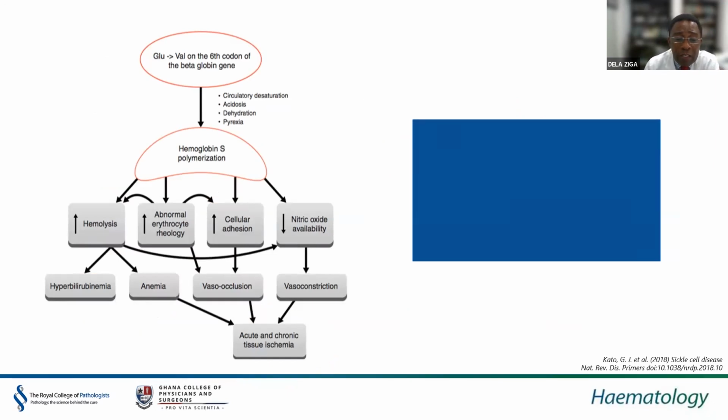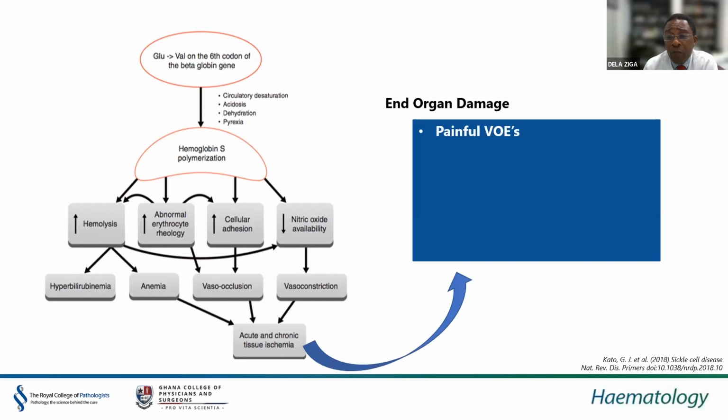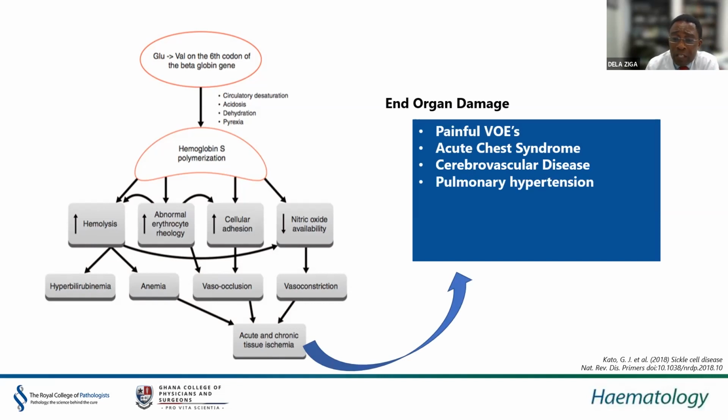This is a similar schema, but the point I would try to make here is that the acute and chronic tissue ischemia that occurs over time leads to end organ damage. That's when we see them with painful vaso-occlusive episodes. Patients come with acute chest syndrome. They develop cerebrovascular disease, which leads to moyamoya and strokes. Pulmonary hypertension is common in this group, again because of the vaso-occlusive episodes. Priapism occurs in the male patient.